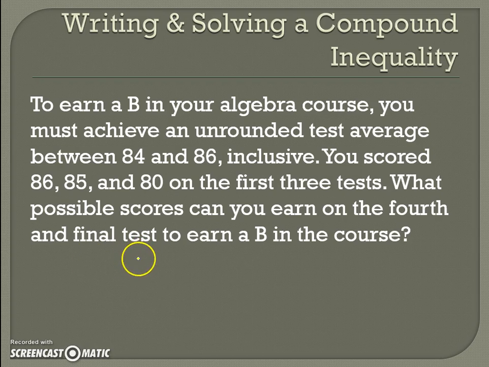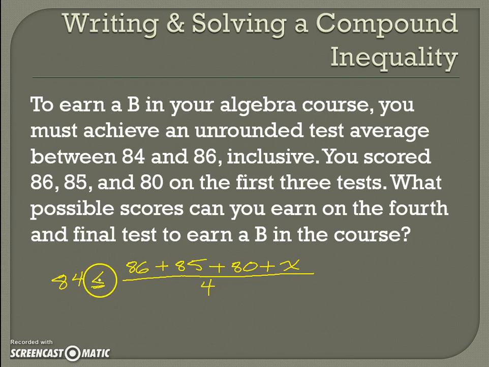Well, in order to do this, you have to remember how to find an average. So to find an average, you take the sum of all the parts. So there's the sum of all my parts plus this unknown test score, and divide it by whatever that number is. So this represents the average of my tests. Here it says between 84 and 86 inclusive, meaning it includes those values. So I could have a test score that is greater than or equal to 84. Remember, I'm reading this right to left. And then less than or equal to 86 in order to get a B.